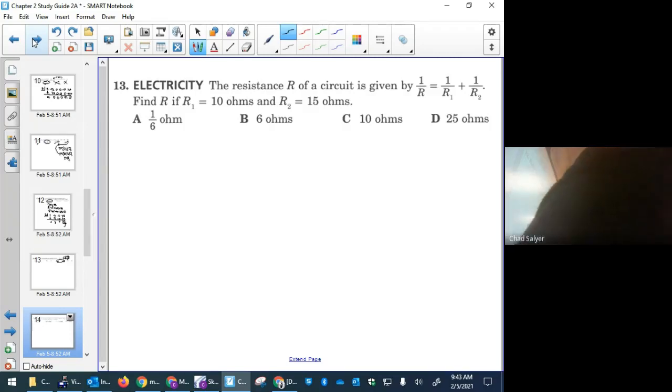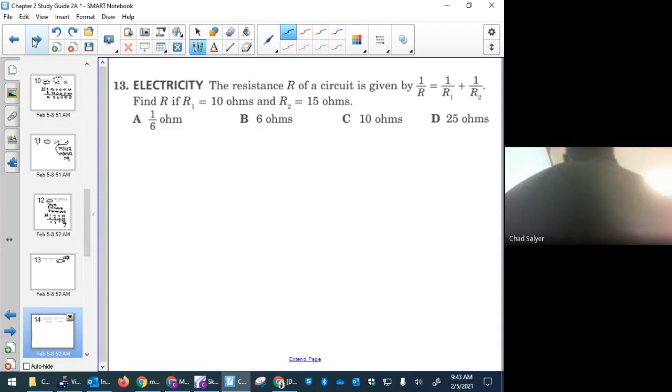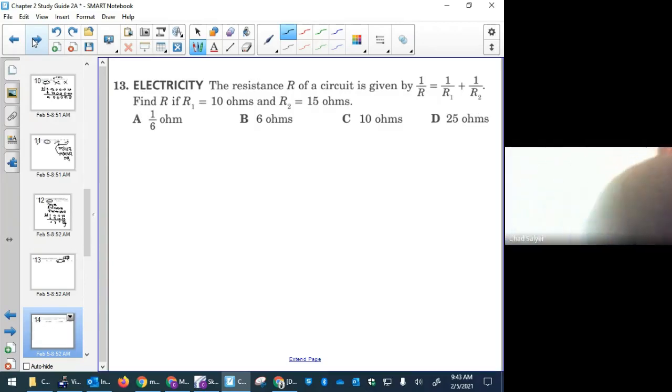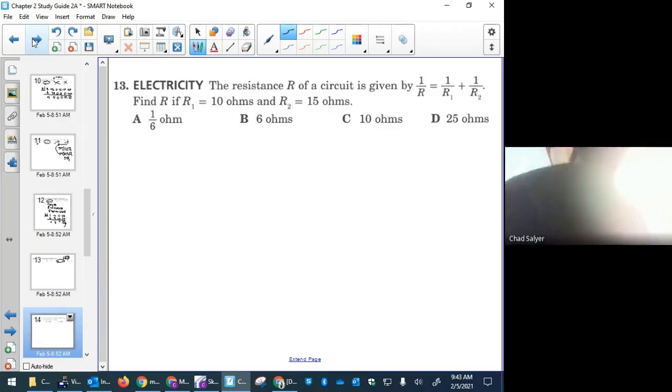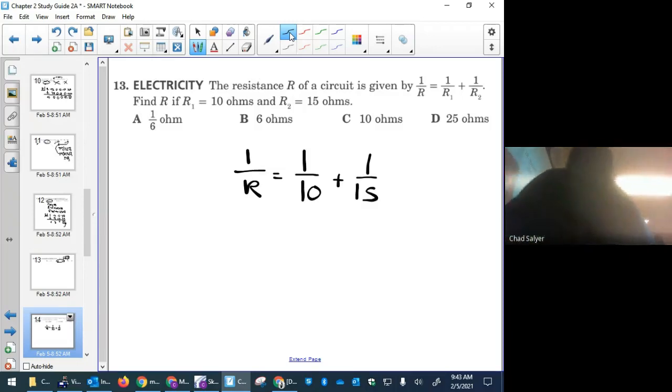It's kind of an oddball problem here. The resistance R of a circuit is given by the following: 1 over R equals 1 over R sub 1 plus 1 over R sub 2. Find the resistance if R sub 1 is 10 ohms and R sub 2 is 15 ohms. So 1 over R equals 1 over 10 plus 1 over 15.